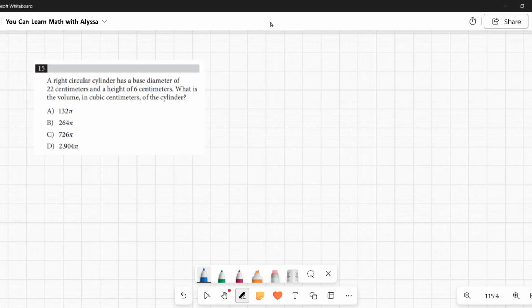Number 15. A right circular cylinder has a base diameter of 22 centimeters and a height of 6 centimeters. What is the volume in cubic centimeters of the cylinder?